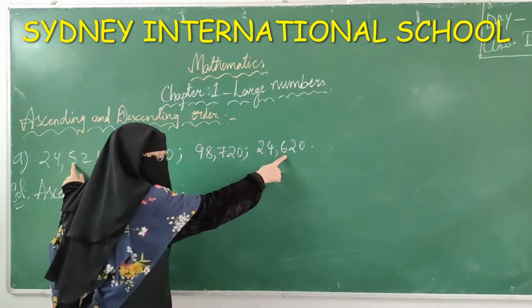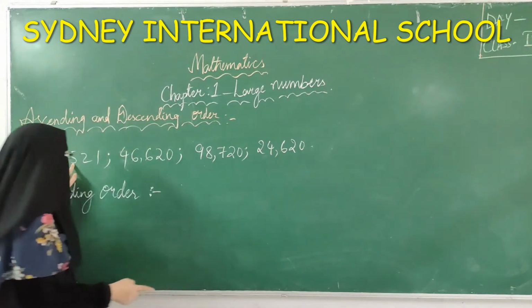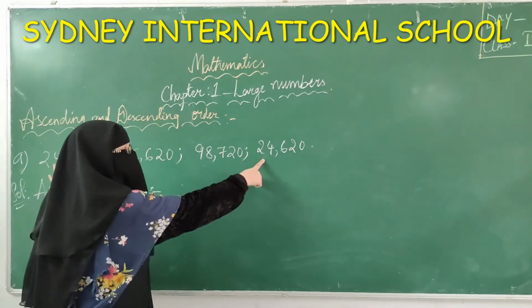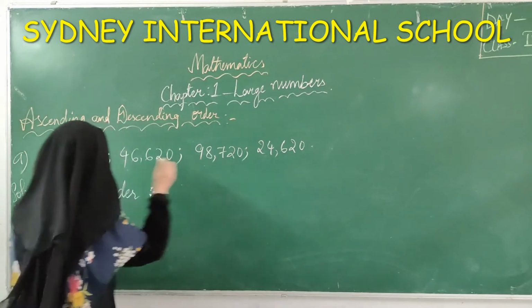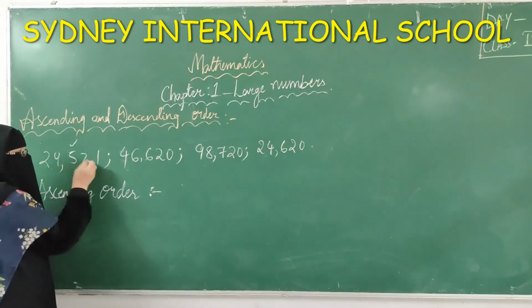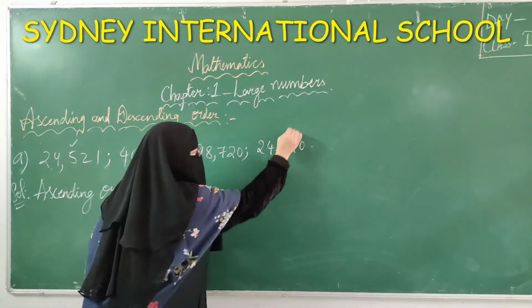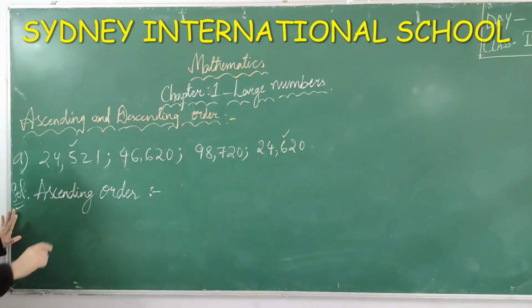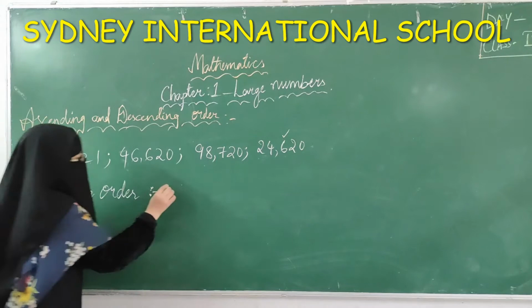Here what are we having? 620. So which is smallest among these two? 24,521 is smallest or 24,620 is smallest? See, this is 24,521. This is 24,620. Means 500 is smaller than 600. Okay, so first we'll write this one.